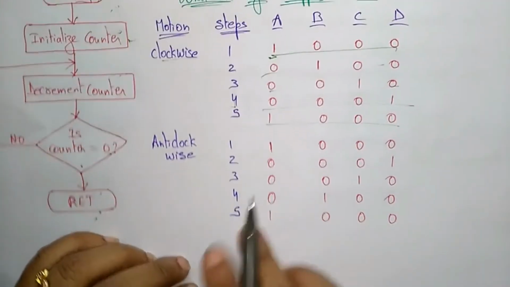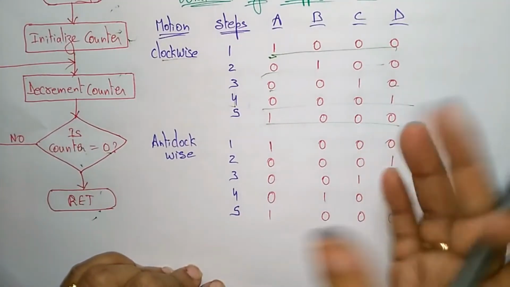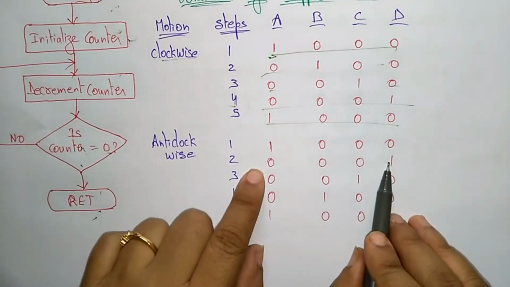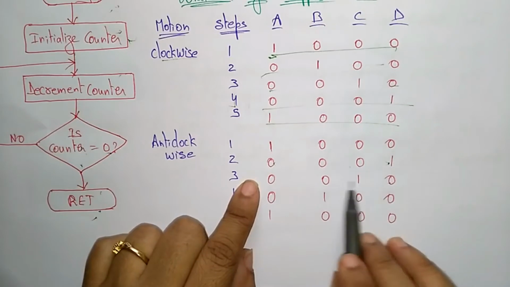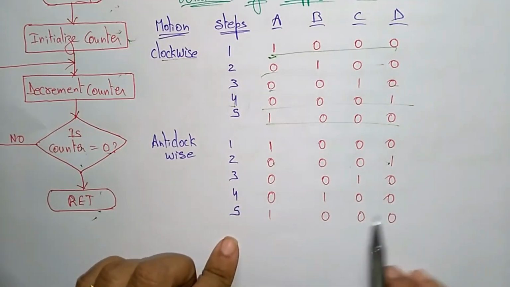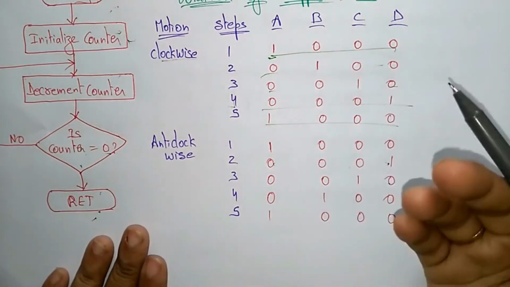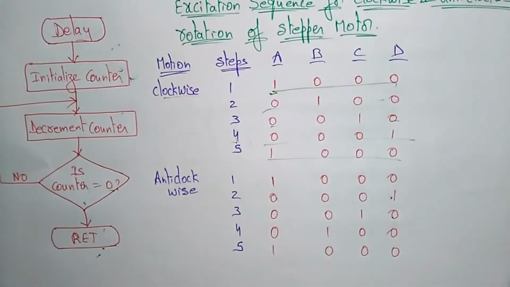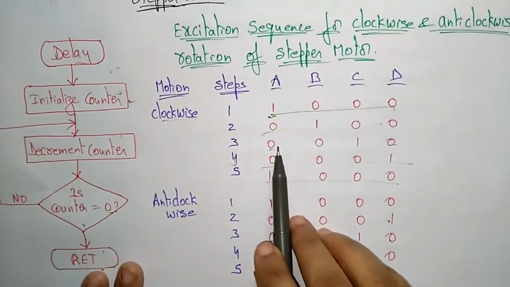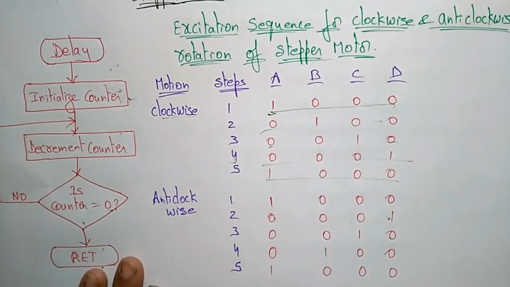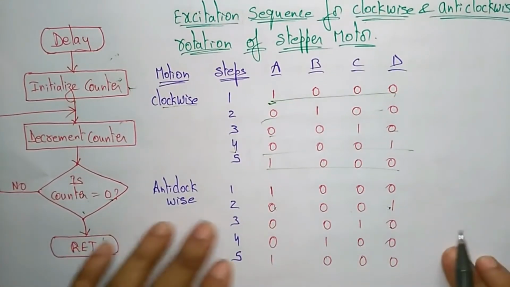And in anti-clockwise, a reverse will be there. So 1 0 0 0, 0 1 0 0, 0 0 1 0, 0 0 0 1. So this is the reverse, and this is forward. Forward and reverse, clockwise and anti-clockwise. So this is the excitation sequence for clockwise and anti-clockwise rotation of a stepper motor.